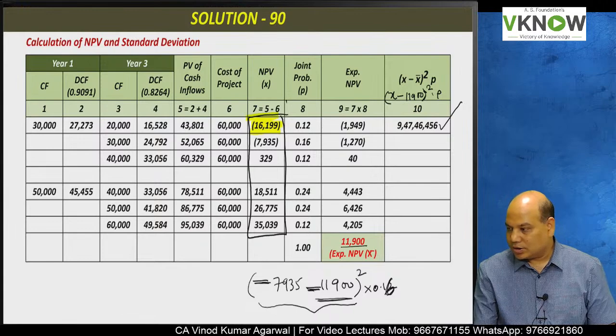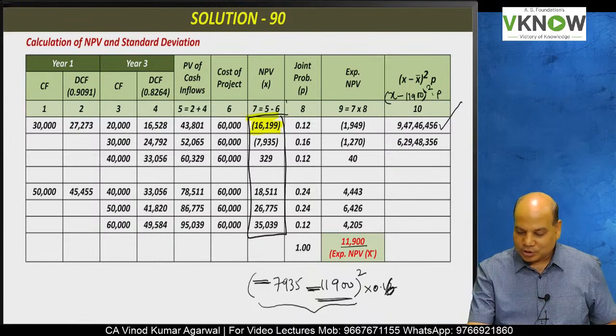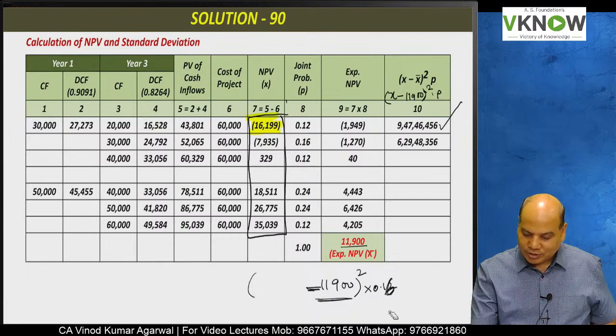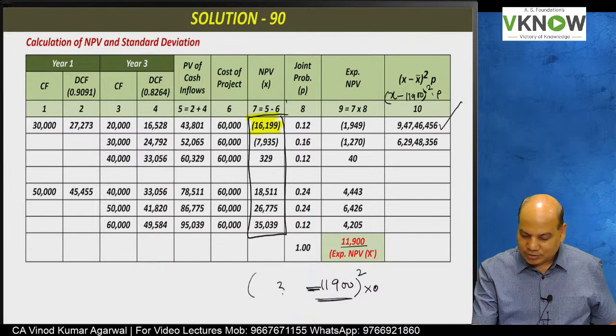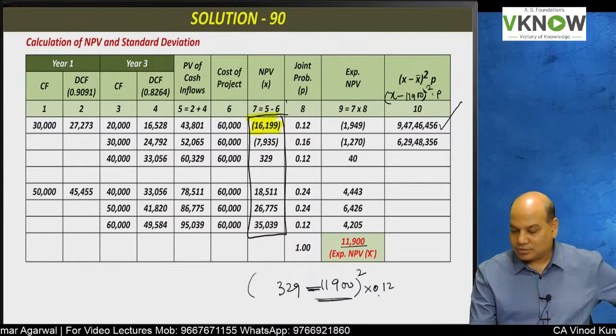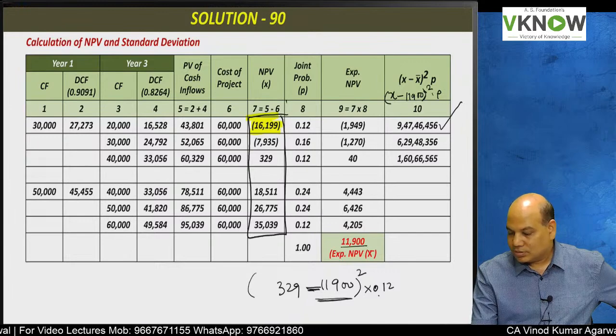So this time the answer is 629,48356. Very good. Try the next one. Now it is positive, so take the difference. 329 minus this number square into 0.12. Third answer: 16066,565.